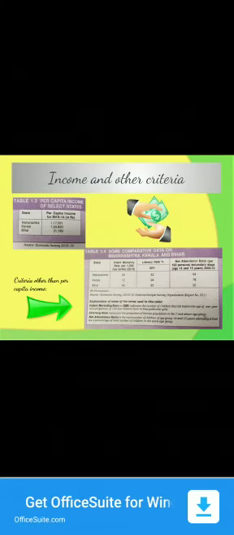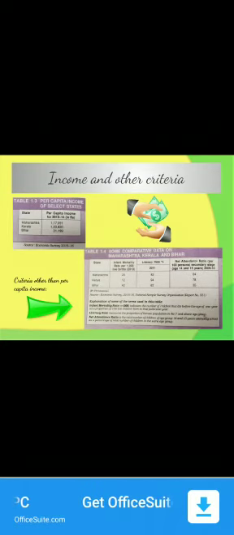Question 3: what can be some of the developmental goals for your village, town, or locality? This you can write on your own. Now we are going to discuss the next topic, income and other criteria, through three comparative situations, that is based on three different states. Income and other criteria.